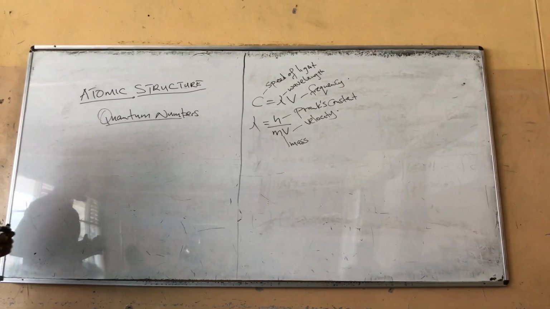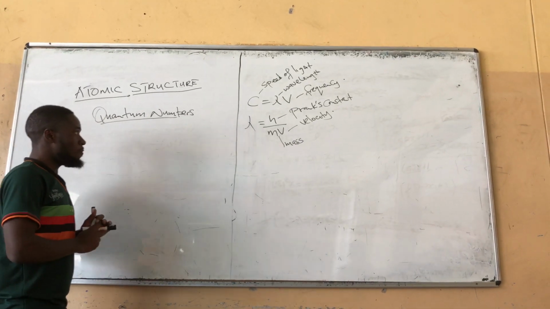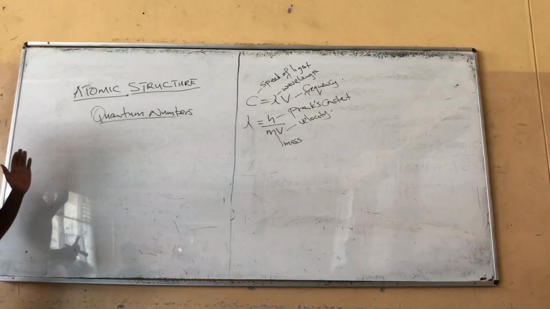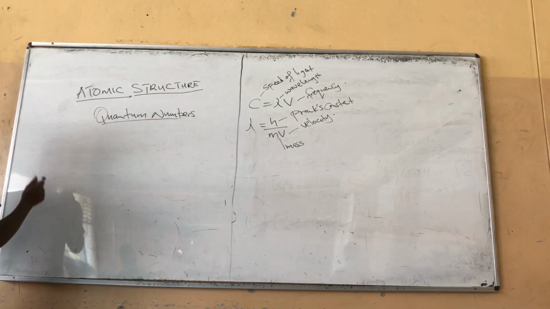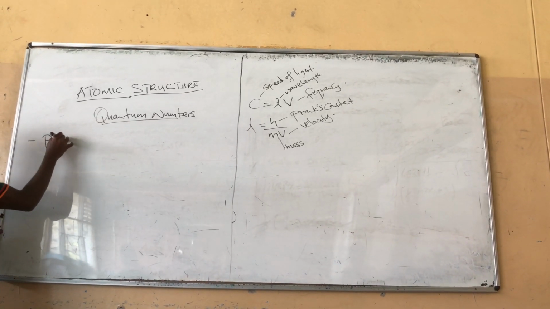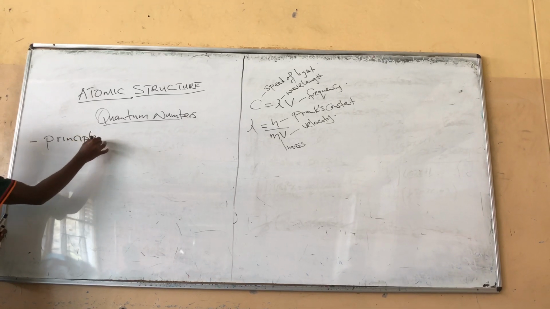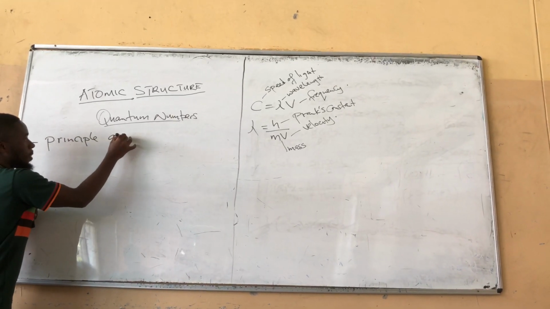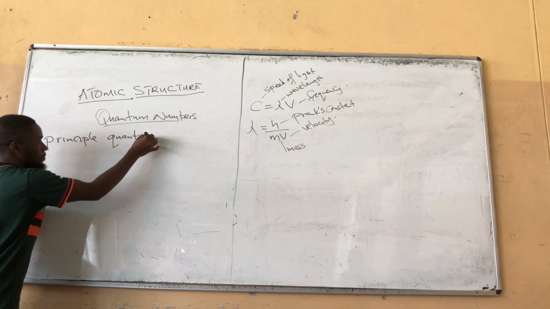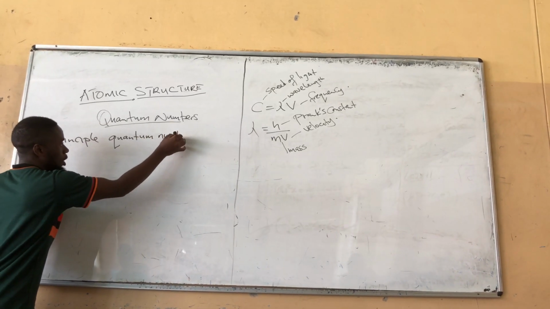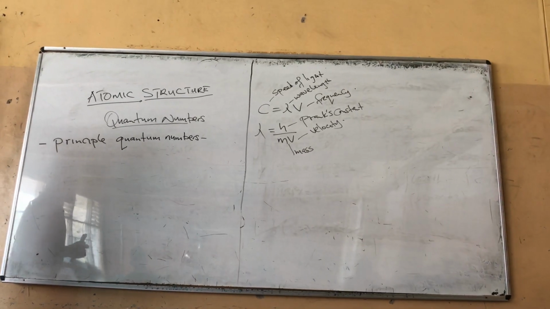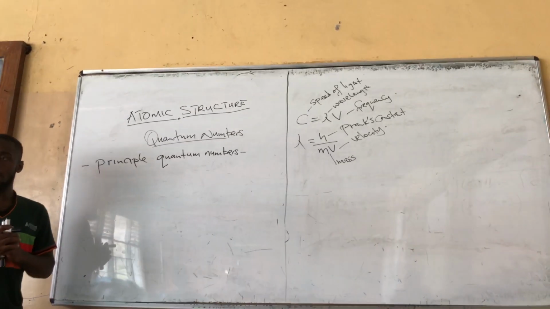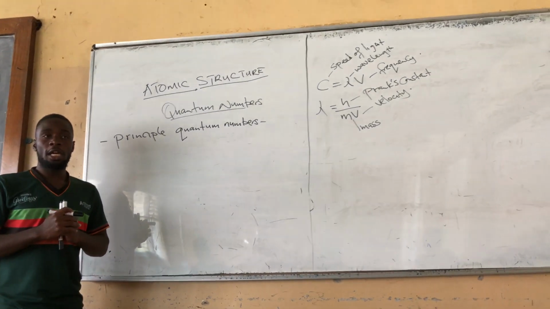So here we have four types of quantum numbers. The first type of quantum numbers, what do we call them? Principal quantum numbers. These principal quantum numbers describe the energy levels and the size.